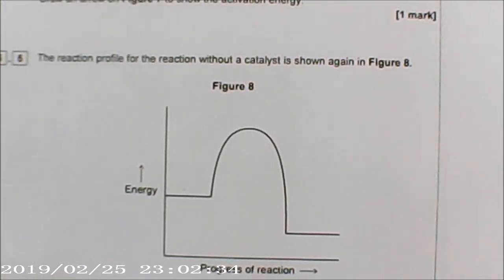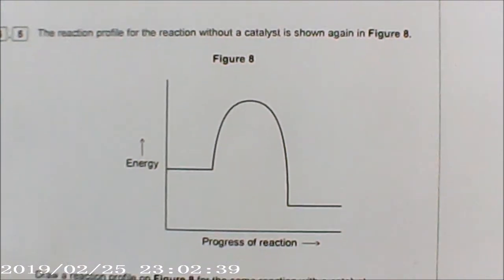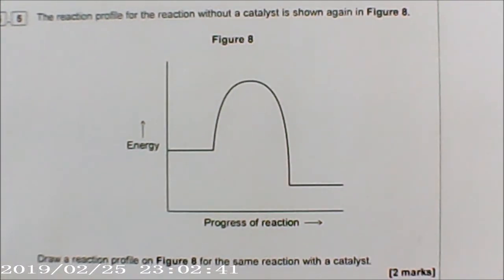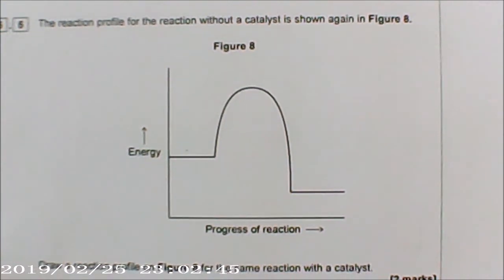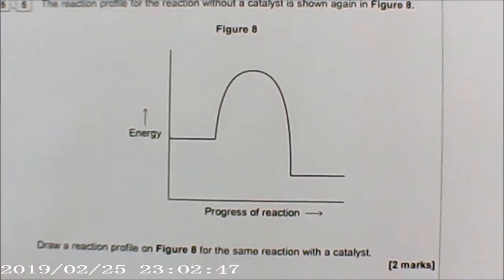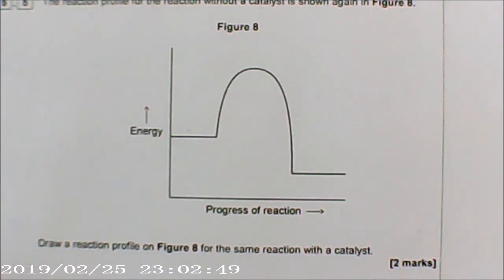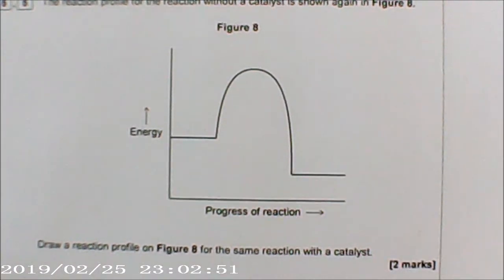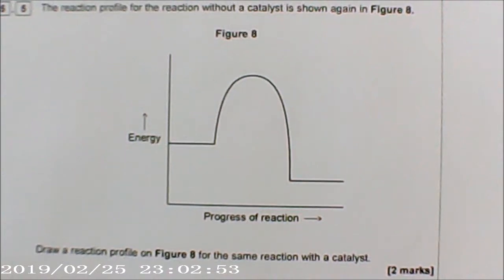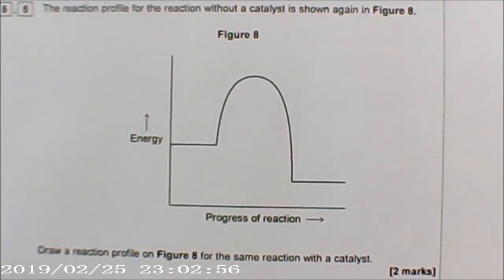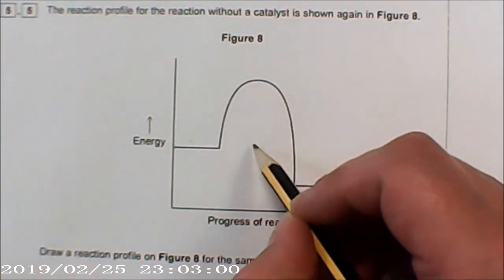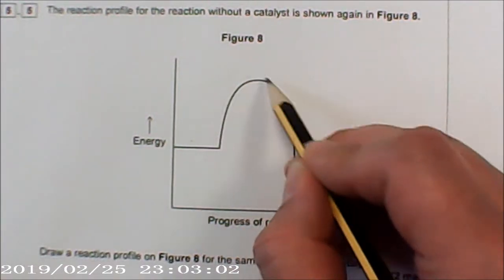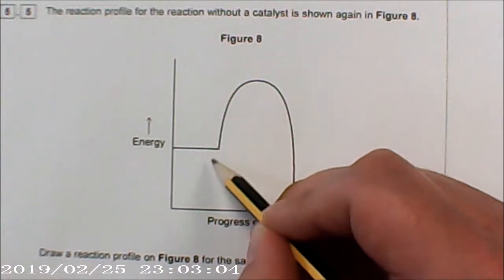5.5. The reaction profile for the reaction without a catalyst is shown again in figure 8. So we've got the same graph again. Draw a reaction profile on figure 8 for the same reaction with a catalyst. Now we know that catalysts reduce the amount of activation energy needed. So it gives a different pathway for the reaction, which requires less activation energy. So this curve up here needs to be lower down.